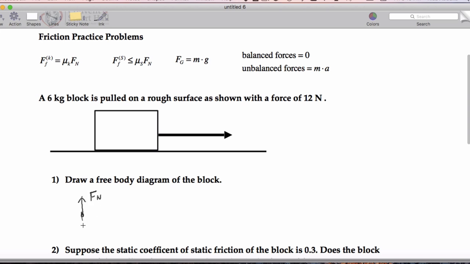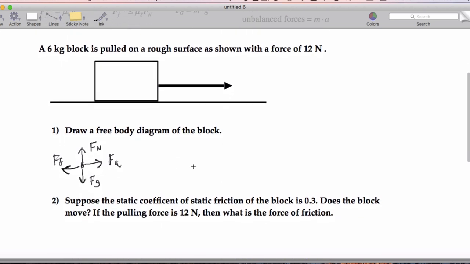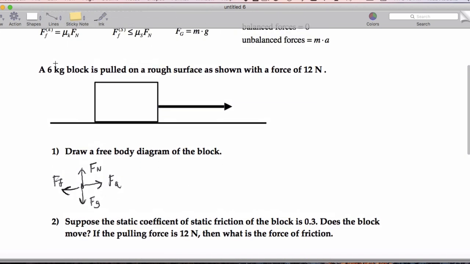So we start with a free body diagram of the block. We've got the normal, we've got the weight, we've got the applied force, and we've got the friction force right here. Now it says suppose the static friction coefficient is 0.3 and we want to know if the block moves. Again, let's just double check. First, we know this is the mass.